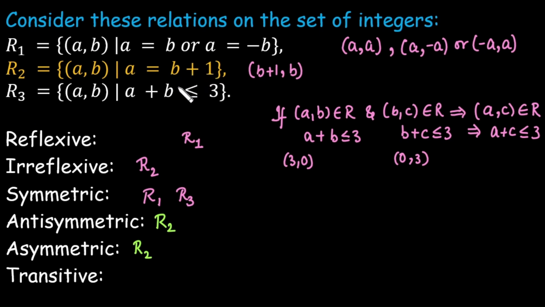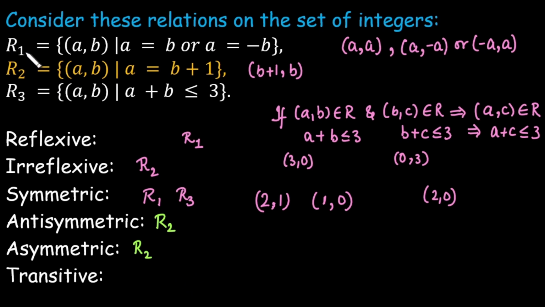Check whether that is applicable for R2 or not. Again, that is not applicable in this case. How? Take any ordered pair that satisfies this condition. Let it be 2, 1. I can take another ordered pair as 1, 0, because we need to keep B the same here. Here the value of A is 2 and C is 0. So is 2, 0 a part of this relation? No. Because the difference between the first element and second is 1. So here we are getting a difference of 2. So it means it is not transitive.